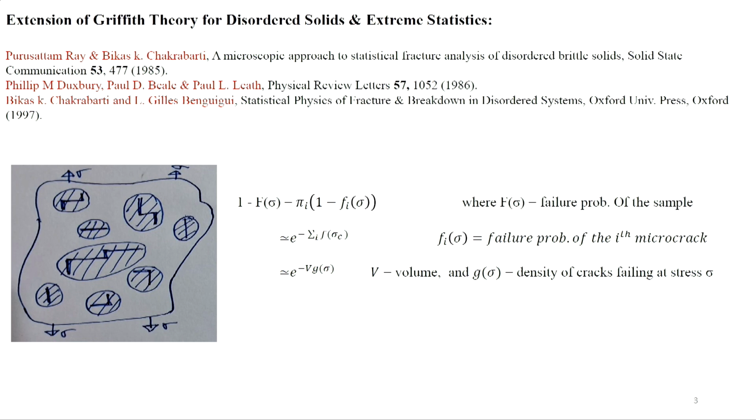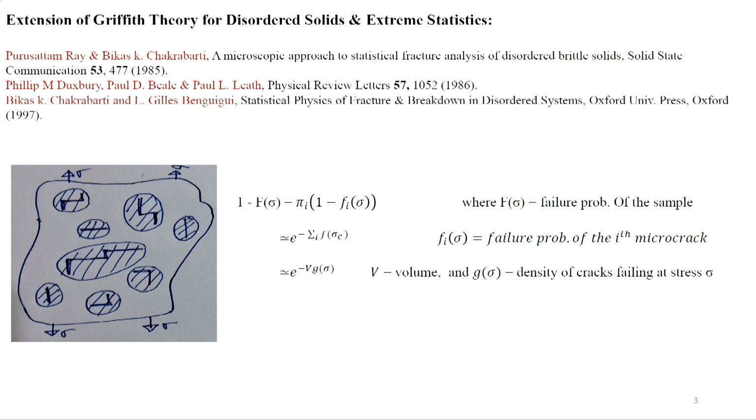Because of the volume, and then you say that G is the density of cracks which are going to fail under stress sigma in the sample. Now, this is something we have: the failure probability of the entire sample is given by the exponential of minus b, the volume of the sample times the density of cracks which are going to grow under stress sigma.